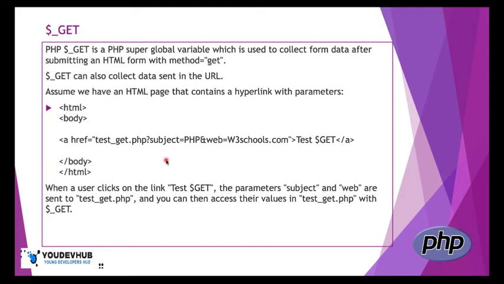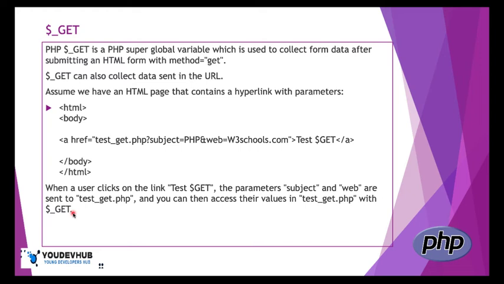There are some URLs we click on, and we'll see that they have so many extra things. Looking at the URL underneath here, which says test_get.php?subject=PHP from w3schools.com, this URL is an example of a URL that uses the get method. So when a user clicks on the link test get, the parameters subject and web are sent to a page called testget.php, and you can also access their values in testget.php with get.